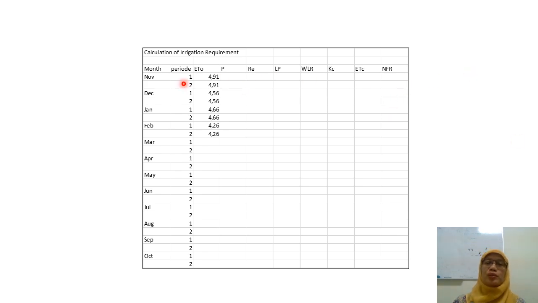Okay, so we will find the Excel like this. The ETo for November is 4.91. So we put 4.91 in these two cells because they are both November. And you do it until the whole year of the ETo.